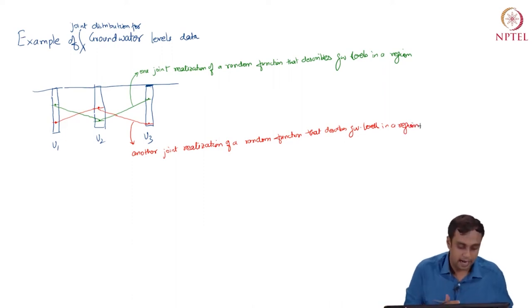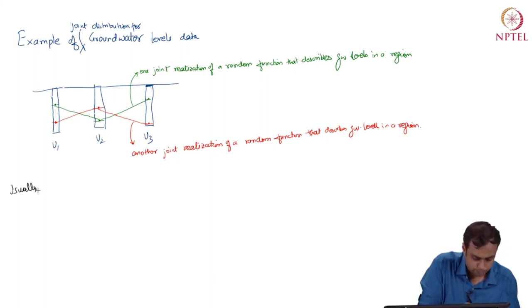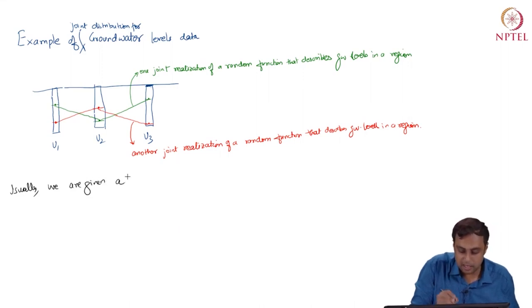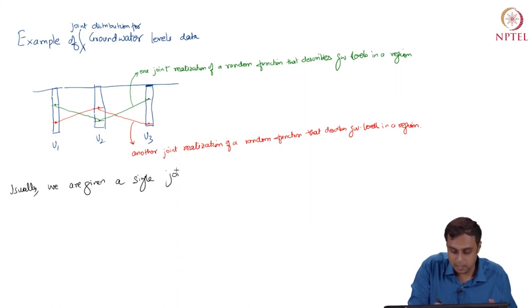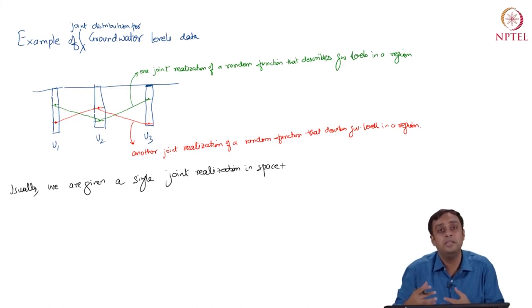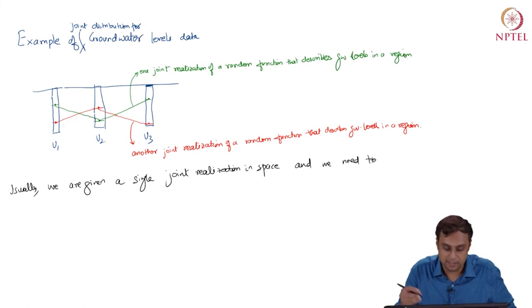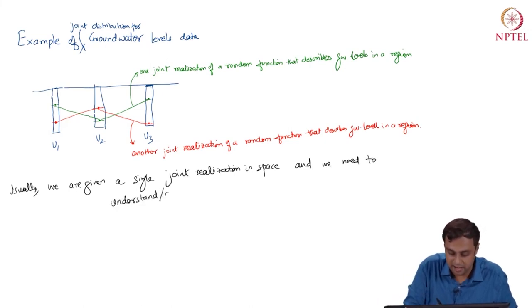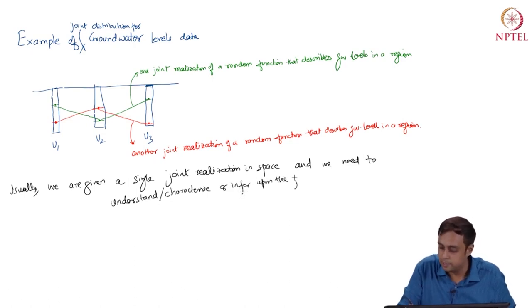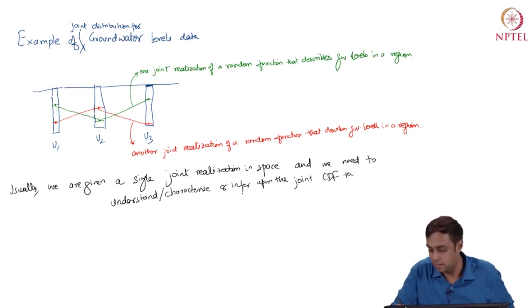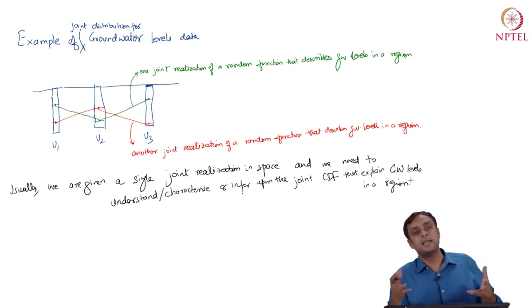Now the thing is that usually we are given a single joint realization in space, and we have to then infer the joint distribution, right? We need to characterize or infer the joint CDF that explains groundwater levels in a region. Okay? So that explains the stochastic nature of groundwater levels in a region.